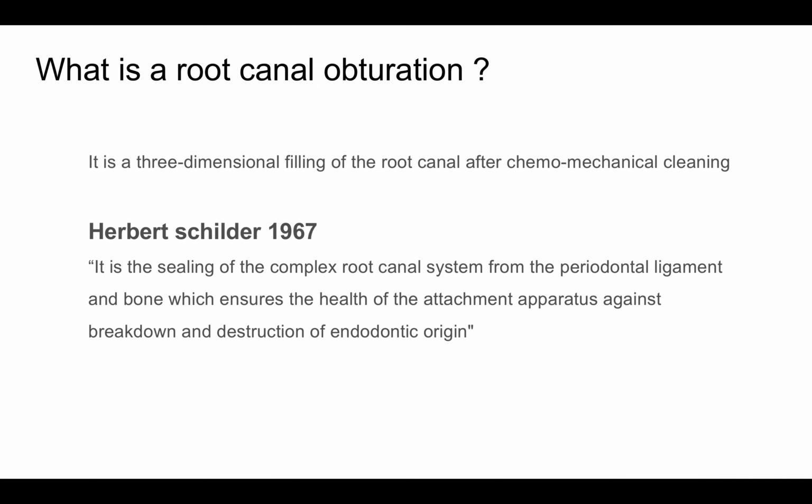He mentioned complex because a root canal is not always going to be a round, straight canal. It's going to contain isthmuses, lateral canals, and delta branching. So it is the sealing of a complex root canal system from the periodontal ligament and bone. This sealing is the one that's going to ensure the health of the attachment apparatus, meaning the periodontal ligament and bone, against the breakdown and destruction of endodontic origin.